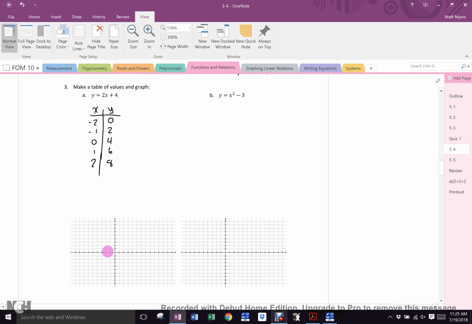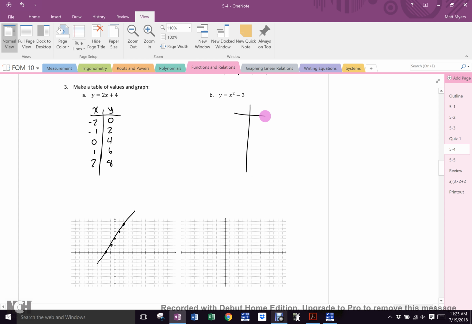How do we graph it? -2, 0. -1, 2. 0, 4. 1, 6. 2, 8. Do I connect the line? Is this continuous or discrete data? It's continuous because can we put any number in for x? Even a fraction. Can I double it? Yeah. Can I then add 4? Yeah. So we draw the line.